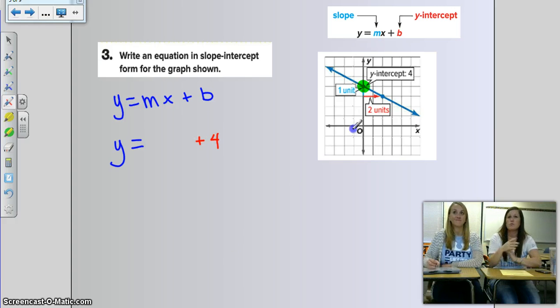And my slope is rise over run. I can definitely see that this line is going down and not up. So it's going to be down 1, or negative 1, and then it runs 2 over. So negative 1 over 2, rise over run, and then I put my x. The x is always there.